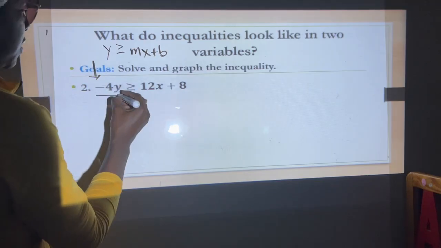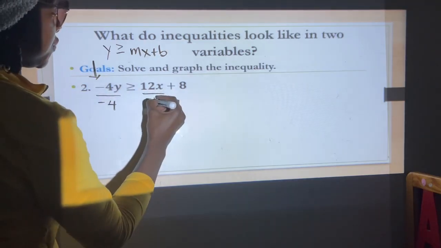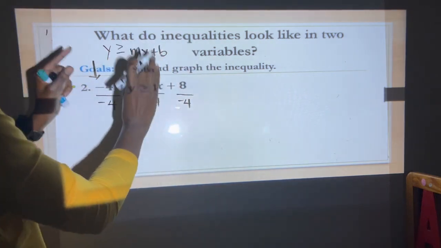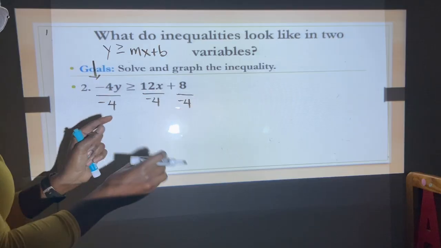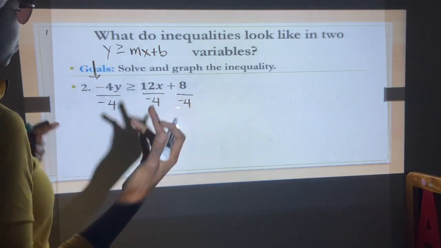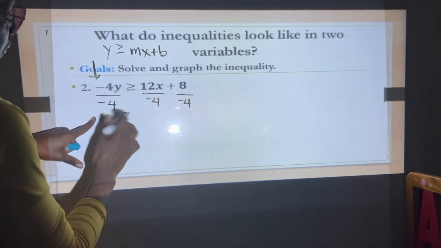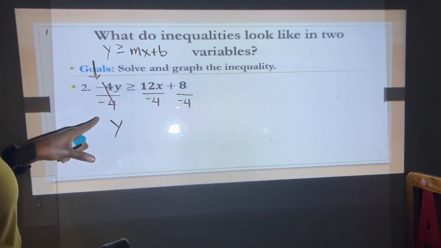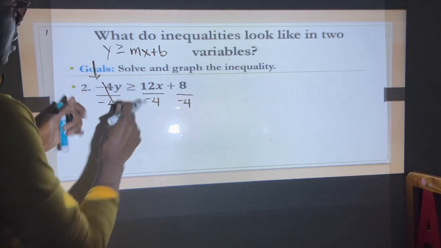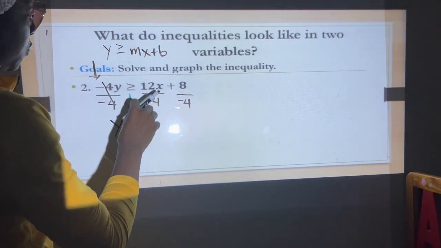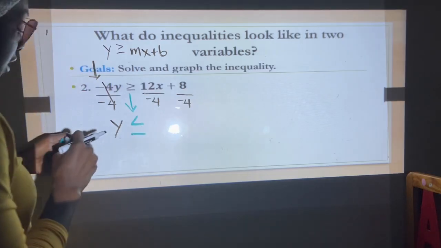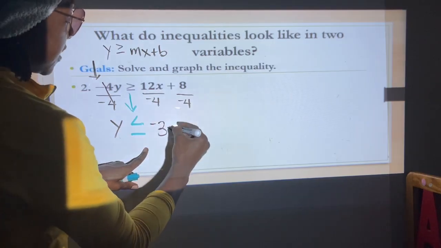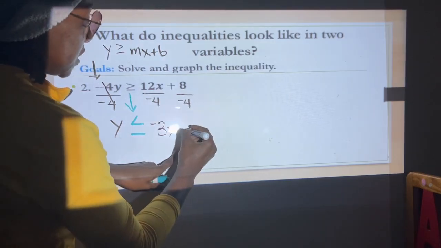We undo that by dividing by negative 4. So I'm going to take each value, and again, you can either take this whole side divided by 4, you still will ultimately be dividing each piece by 4, so as long as you understand that conceptually, we're good. Negative 4 divided by negative 4 simplifies to positive 1. We're left with just y. Remembering, because we divided by that negative, we now need to flip that symbol and it becomes less than or equal to. 12 divided by negative 4 is negative 3x, and 8 divided by negative 4 gives us negative 2.